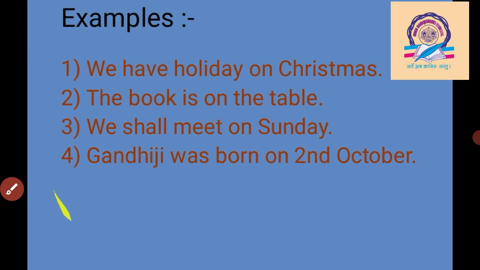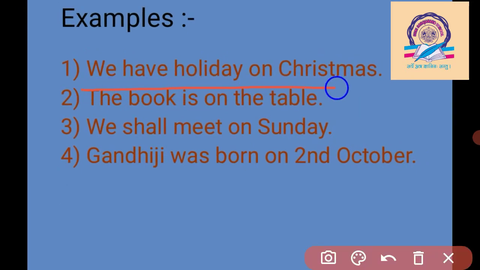For example, we can say we have a holiday on Christmas. So it is a special occasion, on Diwali, on Holi, on Christmas. We have to use the preposition "on". The book is on the table. So the book is touching the table. The book we put on the table. So the book is touching the table, so we have to use the preposition "on".